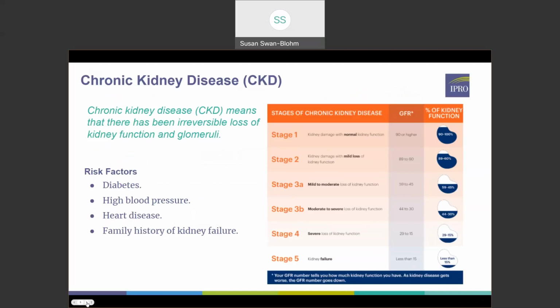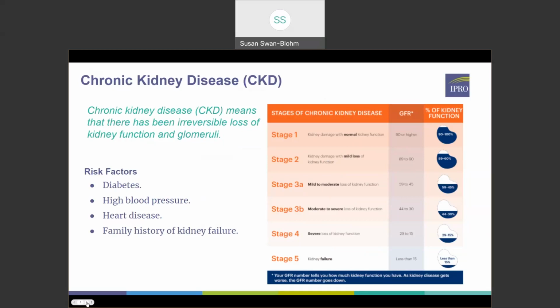Over 37 million American adults have chronic kidney disease, or CKD. It is the ninth leading cause of death in the United States, yet most people are not aware they have this illness or are at risk. Chronic kidney disease is defined as an irreversible loss of kidney function at the glomeruli or filtrating level of a normal kidney process. Chronic kidney disease is diagnosed with a simple blood test called the glomerular filtration rate.